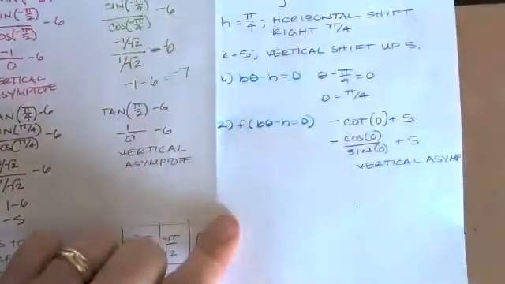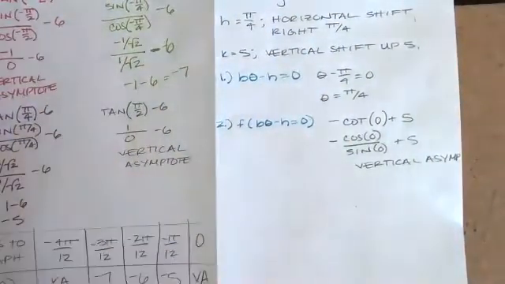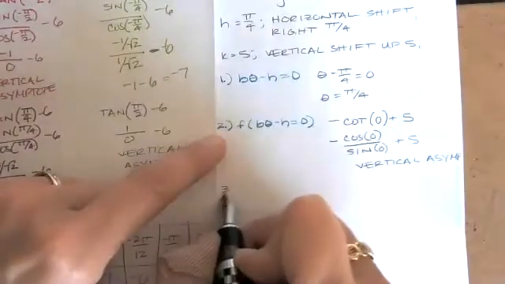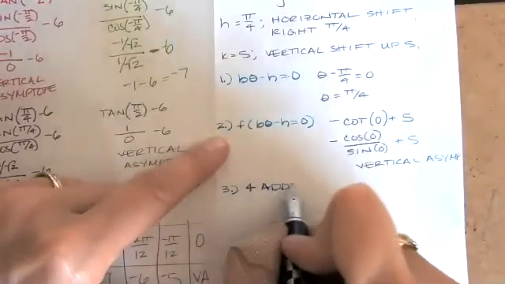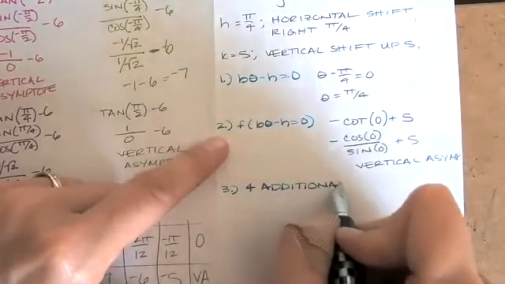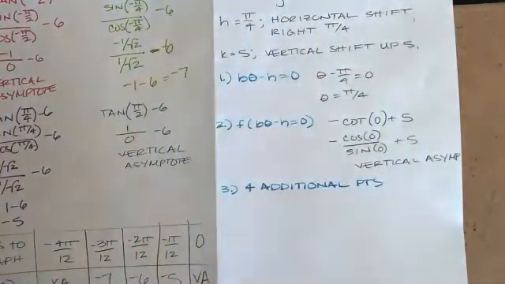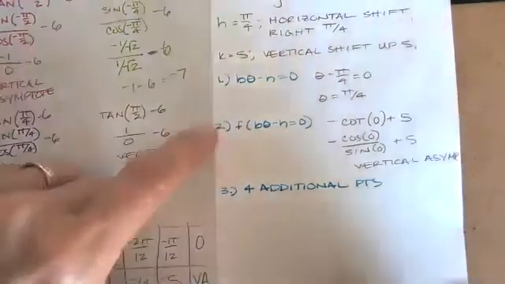Which is what happened the last time we did the cotangent. So I have every confidence we're on the right track. So our third step is to come up with the 4 additional points. So 3 for the curve and 2 more for the asymptotes.